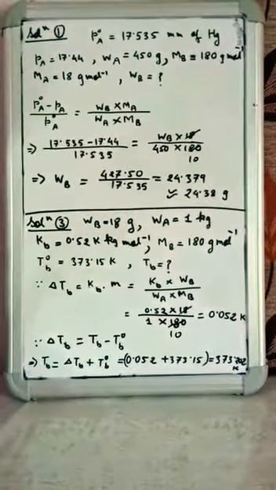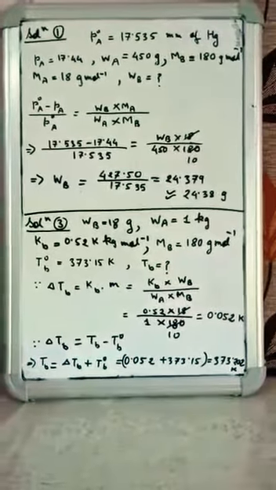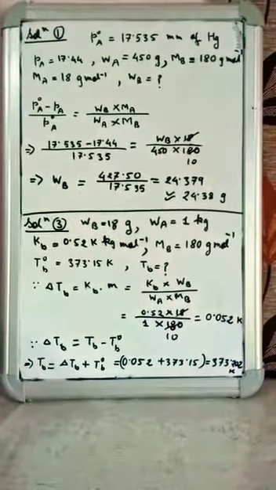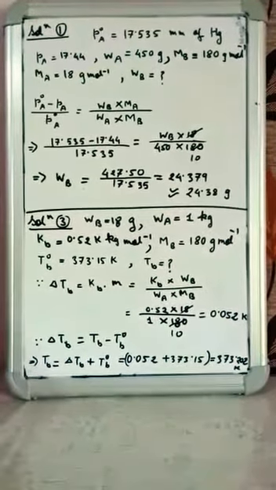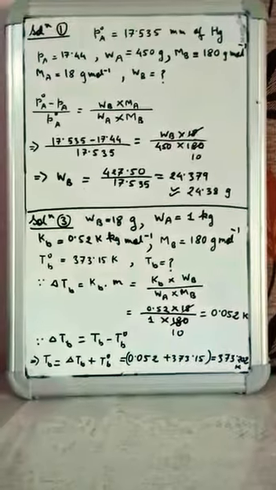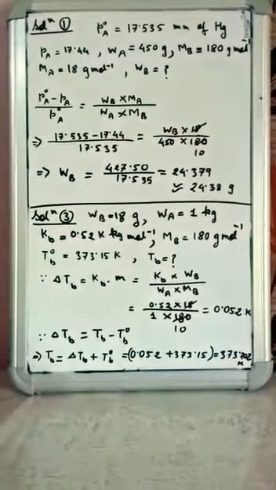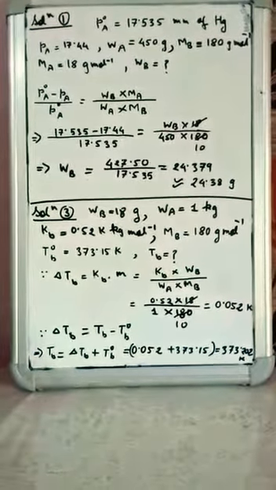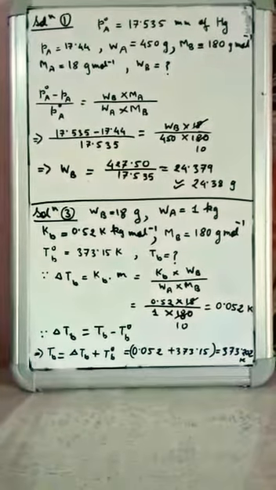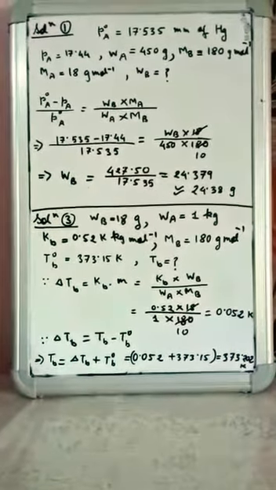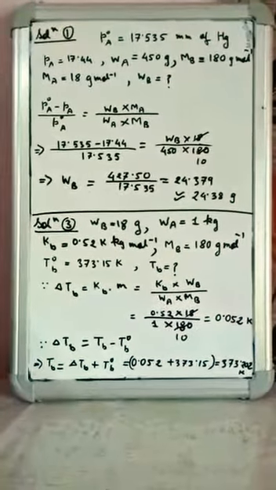The third sum is related to the second colligative property, that is elevation in boiling point. In the sum, read out the sum first. 18 gram of glucose, having the formula C6H12O6 and the molar mass 180 gram per mole, is dissolved in 1 kg of water. Water is the solvent here, and glucose is the solute, in a saucepan. At what temperature will this solution boil? So you have to find out the boiling point of the solution, that is TB, capital T suffix small b.